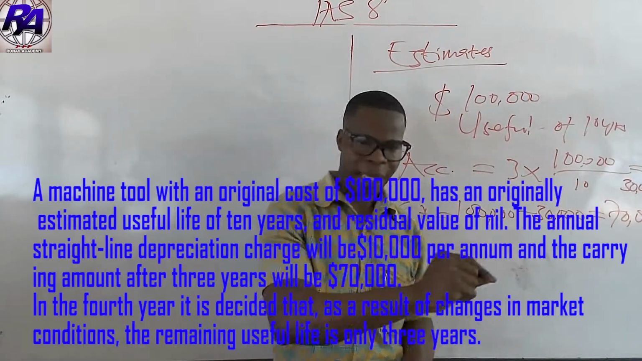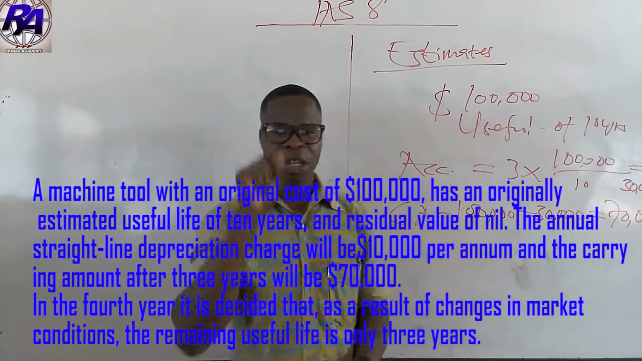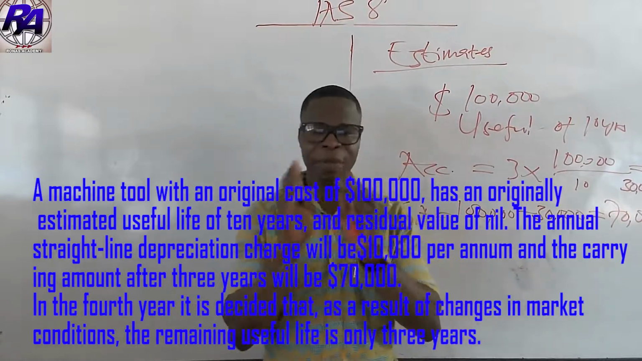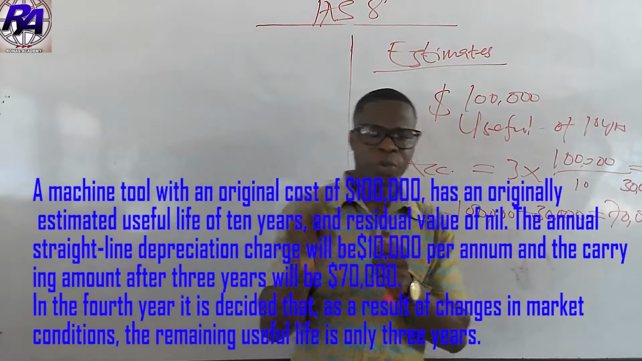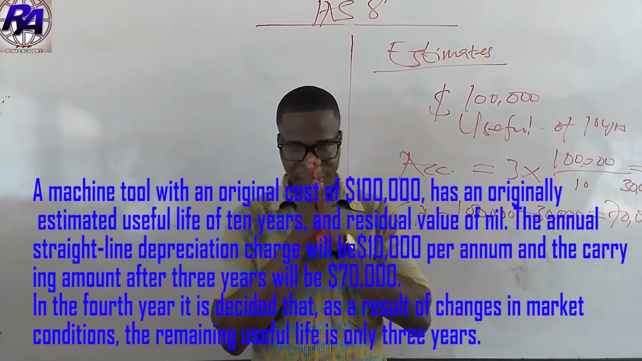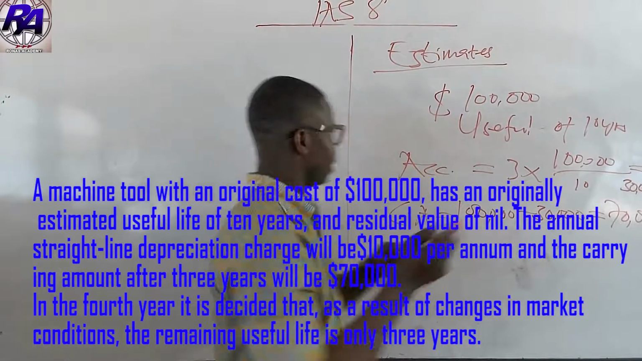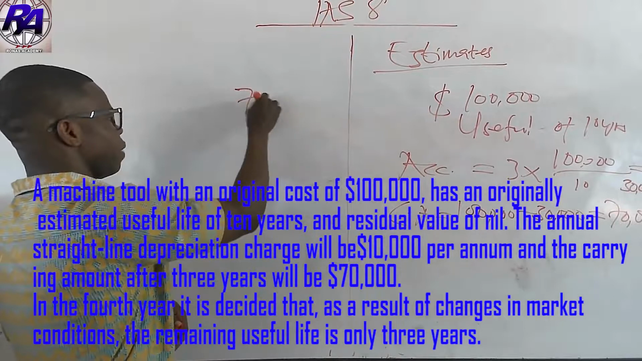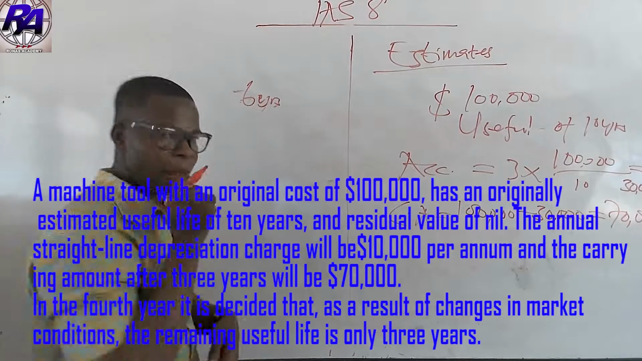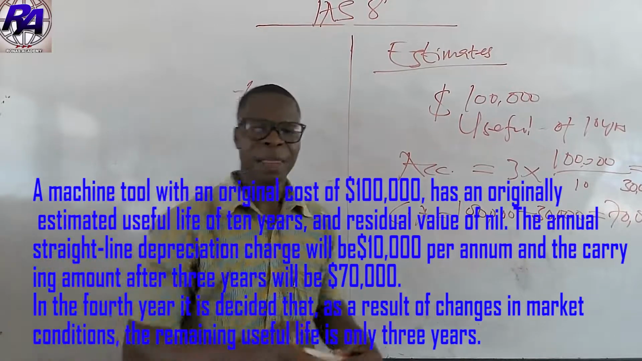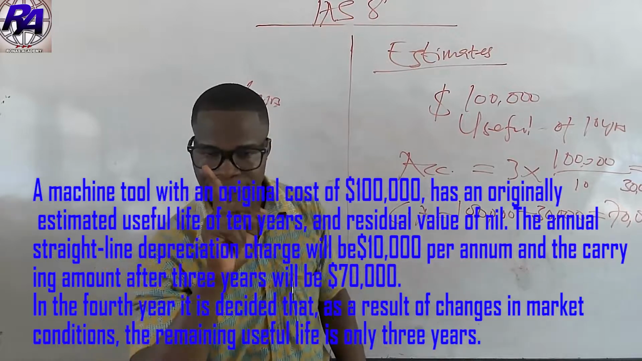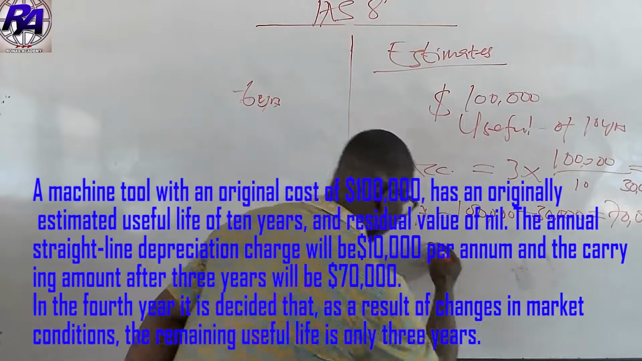Now in the 4th year, they are saying that our new remaining useful life is 3. Please, let's underline the word there. Sometimes they can just tell you that the new useful life of the asset is 7. So there are 2 things here. The new useful life of the asset is 7 years. Let's say it's 6 years. And then the one that we have on the screen is saying that the remaining useful life of the asset after 3 years is 3. So the remaining useful life of the asset after 3 years is 3 years.